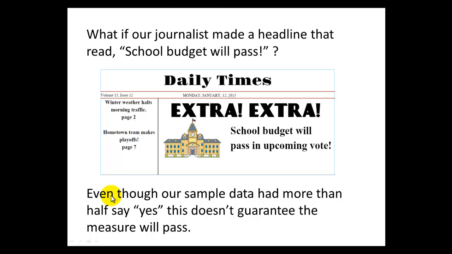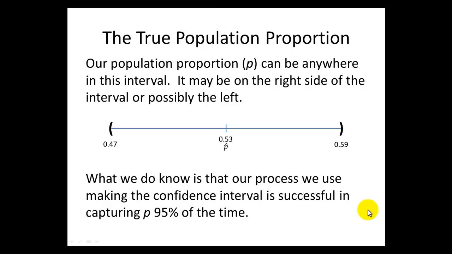I know our sample had more than half the individuals say yes, but this doesn't necessarily guarantee that this measure is going to pass on the day that they vote. You see, our true population proportion, that is the proportion that will say yes in our entire voting public, can be anywhere inside of this interval. We don't know where it is.